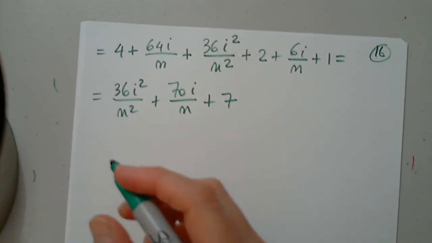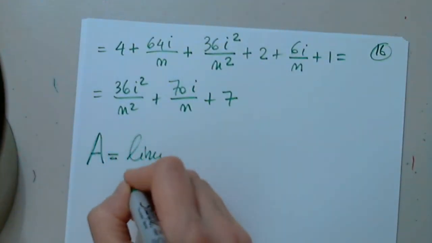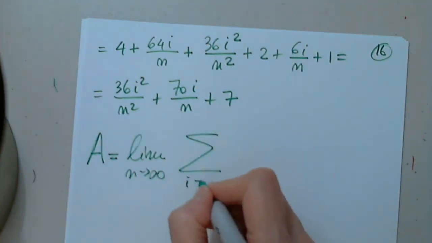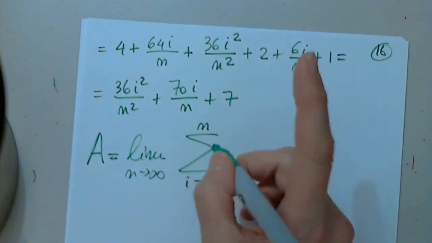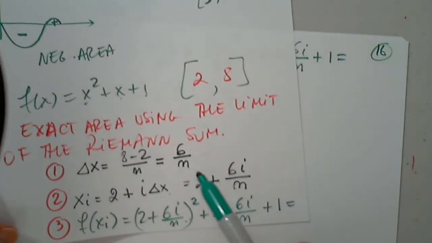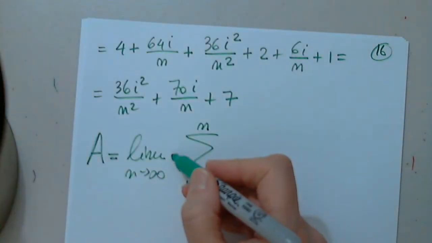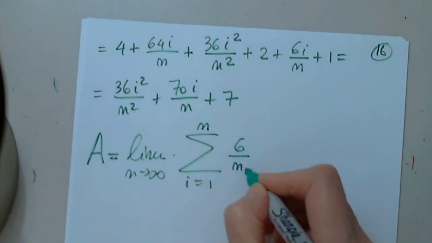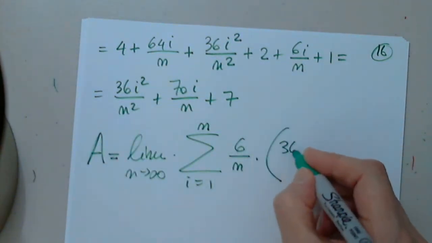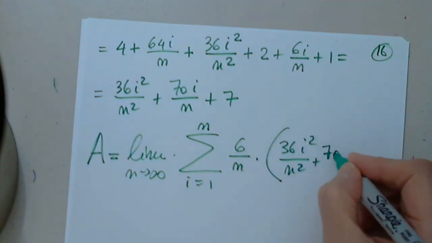Only now I'm ready for the exact area: the limit as n approaches infinity of the sum from i equals 1 through n of delta x. We cannot forget delta x, 6 over n. You can already put it in front if it's better for you. 6 over n times all this.